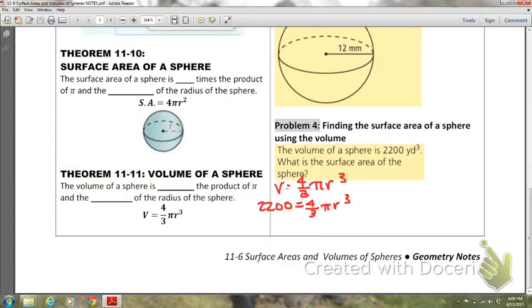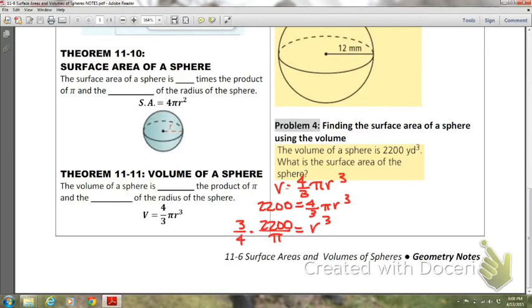So to solve for the radius, you need to divide both sides by pi to get pi off of the right side. So 2200, divide that by pi, and you need to multiply by the reciprocal of the fraction. So times 3/4 to get the fraction off of the right side. So that's equal to r cubed. You still haven't solved for r, so you're going to have to multiply together the left side and then take the cubed root of both sides.